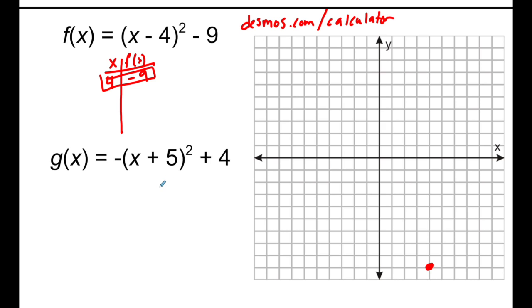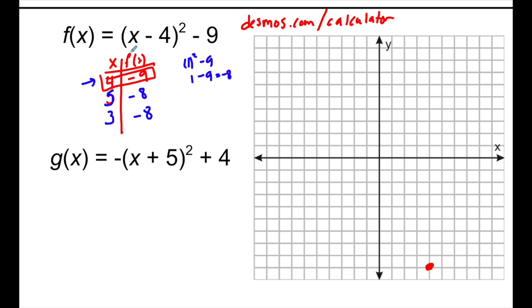Okay? Now I'm going to plug in some numbers probably around 4, so I'm going to plug in the number 5. I think we discussed this in class, those of you who were here on Friday the 13th. I'm going to plug in 5 and I'm going to plug in 3. Because 5 and 3 are both 1 away from 4, and 4 is the x of the vertex, right? They should have the exact same y value. So I'll plug in 5. 5 minus 4 is 1. So it's 1 squared minus 9. 1 squared is 1. 1 minus 9 is negative 8. So 5 is negative 8, and therefore 3 is going to be negative 8.